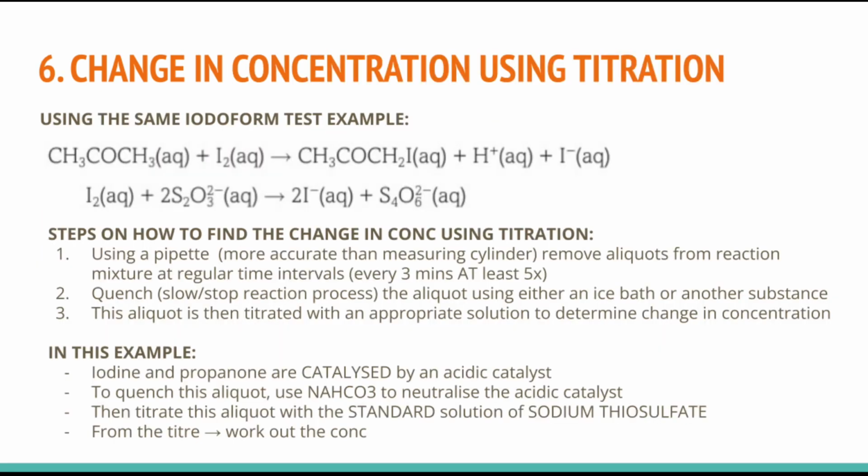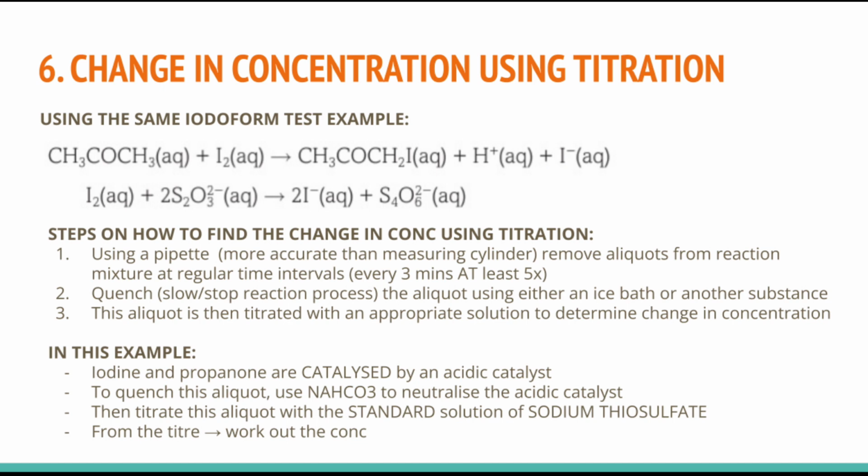On to the next one, change in concentration using titration. Again, we can use the same iodoform test example where propanone reacts with iodine. But what are the steps on how to find the change in concentration using titration? First thing, you want to use a pipette. Pipettes are more accurate than measuring cylinders. So you use a pipette to remove aliquots, which are small samples taken from a bigger sample, and you want to remove these aliquots from the reaction mixture at regular time intervals. For example, every 3 minutes at least 5 times.